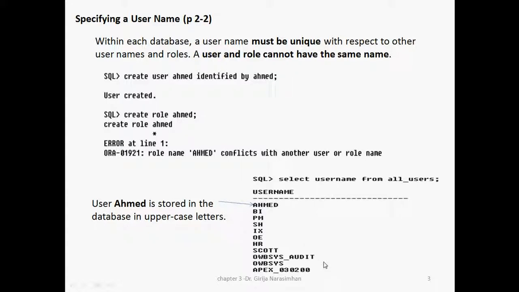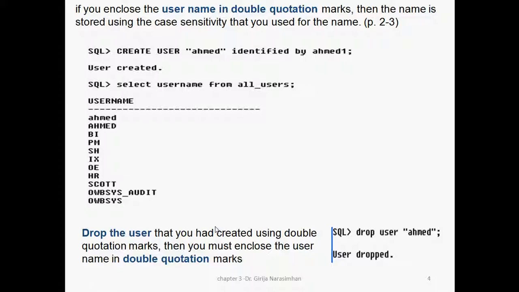So you can see how many users are in the database: select username from all_users. Now you see AHMED. Whether you give capital or lowercase letters, it always stores in uppercase. Now we see what the difference is. Why I am insisting is that it is case sensitive. If you enclose the username in double quotes, suppose I use "Ahmed" in double quotes, it will store the case as typed, so that Ahmed and AHMED are different. It considers them two different users, and the name is stored using the case we used.